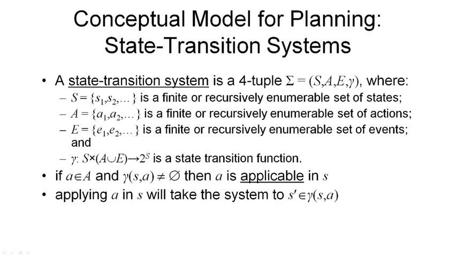The conceptual model we are using in planning is called a state transition system. Formally, a state transition system is defined as a four-tuple consisting of four components S, A, E, and gamma. I will now explain these components in turn.